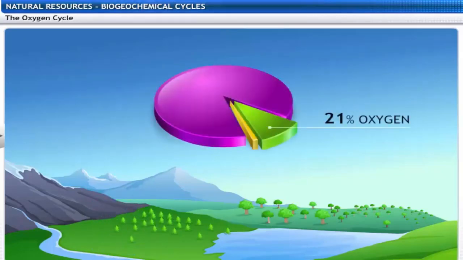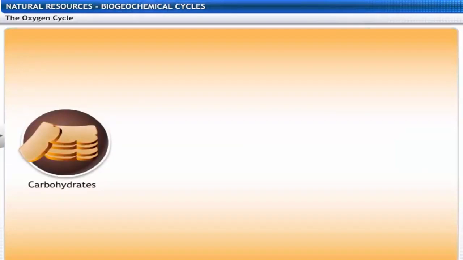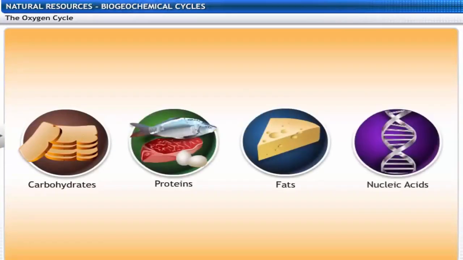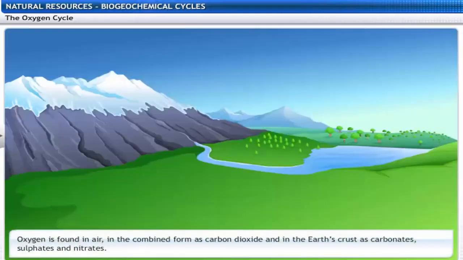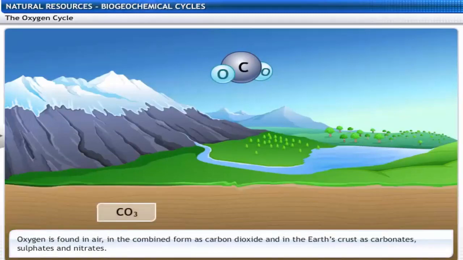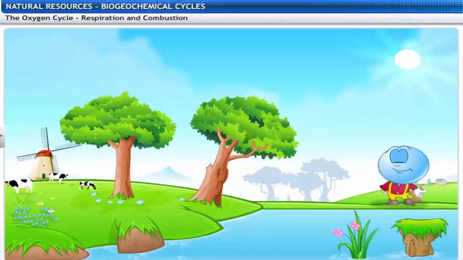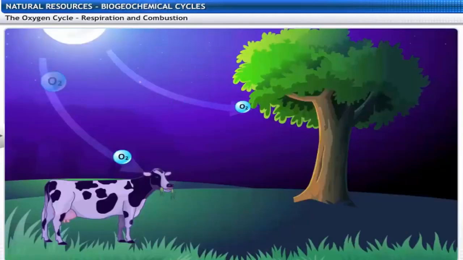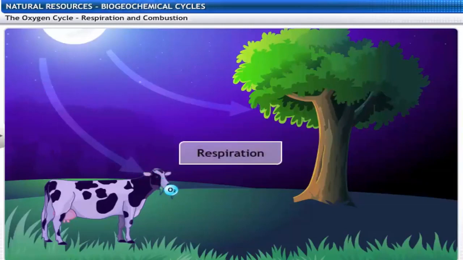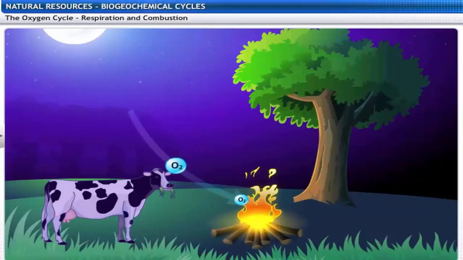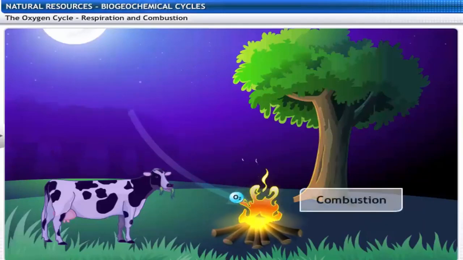Oxygen makes up 21% of the air and is an essential constituent of carbohydrates, proteins, fats, and nucleic acids. Oxygen is found in air, in the combined form as carbon dioxide, and in the Earth's crust as carbonates, sulfates, and nitrates. Here's a detailed look at how the cycle works. Plants and animals use atmospheric oxygen during respiration. Fossil fuels like coal and wood need atmospheric oxygen for combustion.